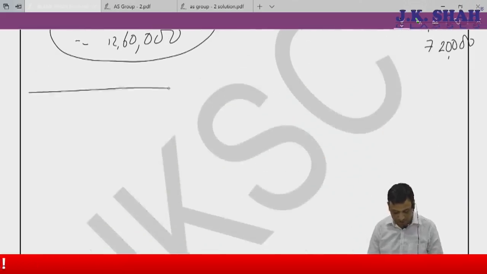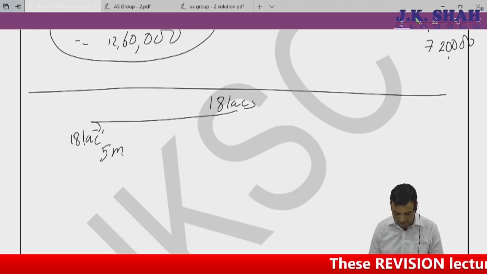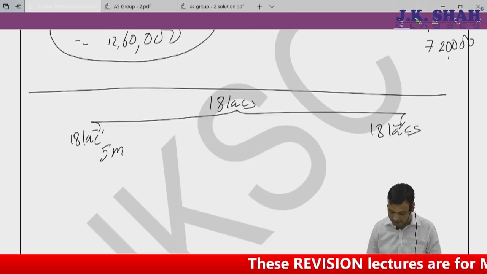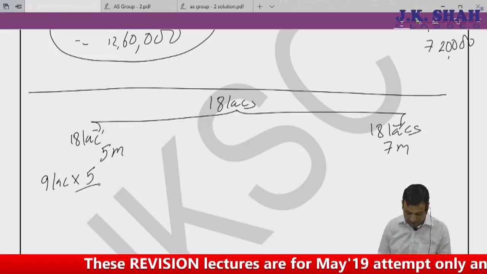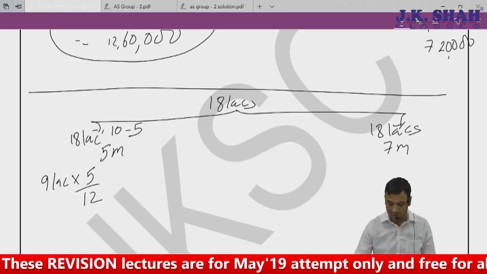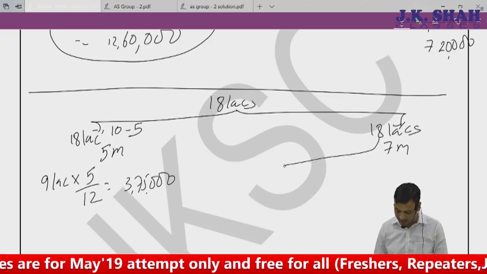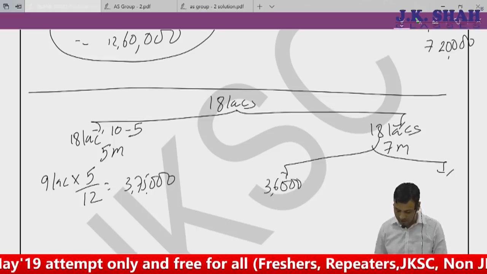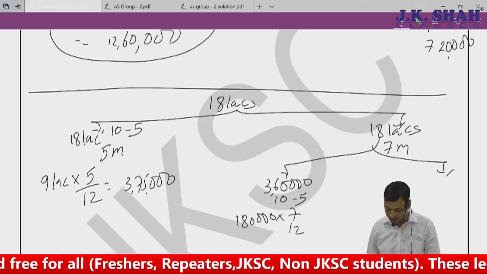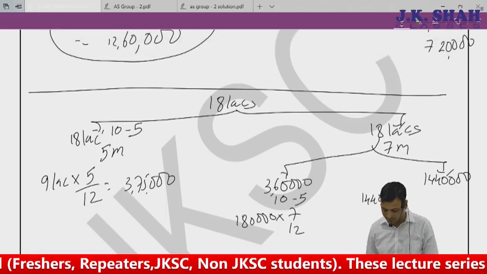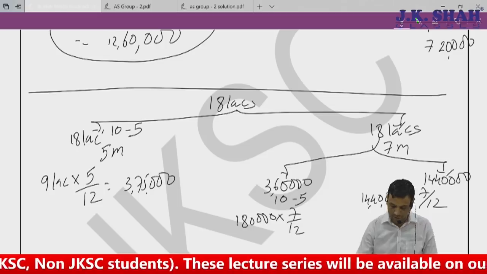But if I take the assumption, no sir, it is not that way, the money is received at the beginning, then I will bifurcate again, 18 lakhs for 5 months and the remaining 7 months. Here I will say 18 lakhs, that is nothing but 9 lakh into 5 by 12. Why 9 lakh? Because for 18 lakhs shares of 10 rupees, 5 rupees is paid up. So 9 lakh divided by 12 into 5 is 3,75,000 shares. Here again, 18 lakhs bifurcates into 3,60,000 and 14,40,000. Of course the 3,60,000 is 10 rupees with 5 paid up, so 1,80,000 into 7 by 12, and here 1440 into 7 by 12.